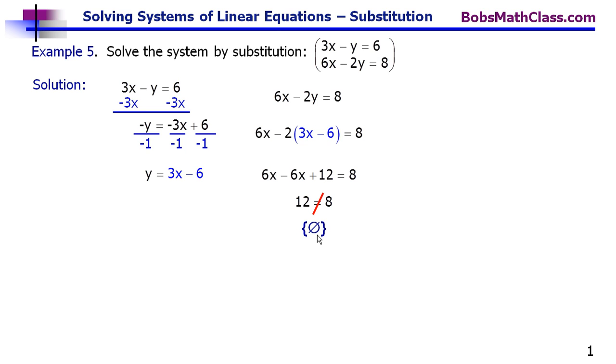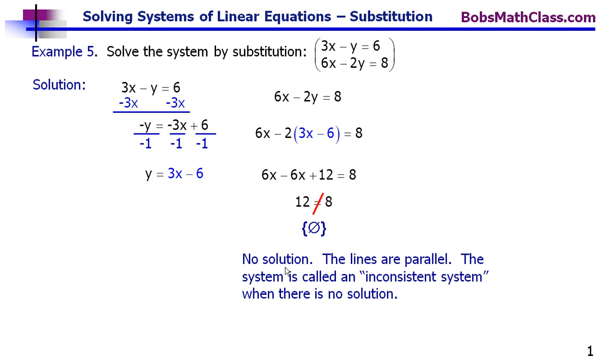No solution, what does that mean graphically? Remember that we're trying to find out where the two lines intersect. Well, if there's no solution, that means that the lines do not intersect. If the lines do not intersect, it means they have to be parallel lines. So that's what we'll write here. No solution. The lines are parallel. And when the lines are parallel, we call that system an inconsistent system, when there is no solution.